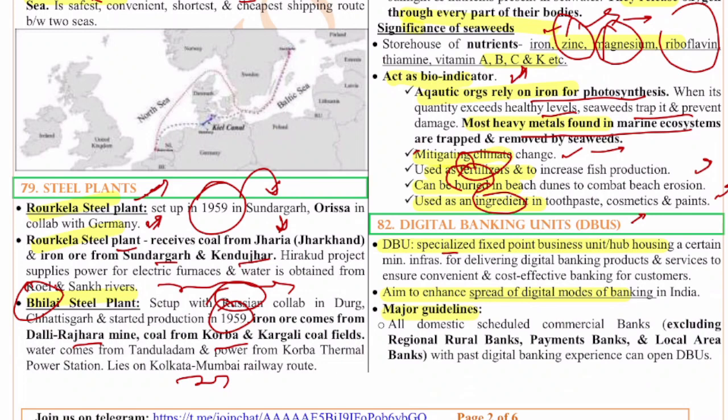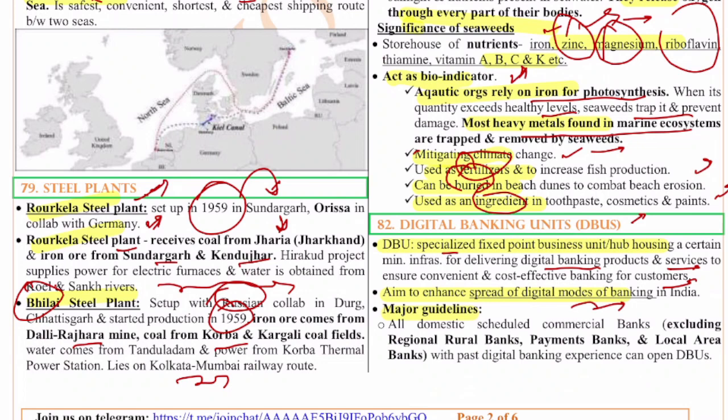With a certain minimum infrastructure for delivering digital banking products and services, to ensure convenient and cost-effective banking to the consumers, they aim at enhancing the spread of digital modes of banking in India. DBU is the digital banking unit. So in simple words, they are banking units in digital form, which are specialized fixed points which give people the digital services.